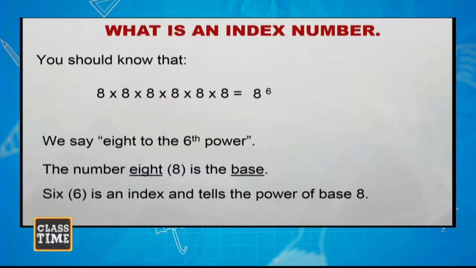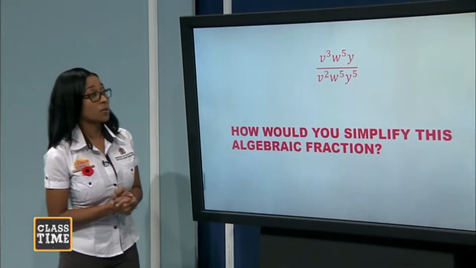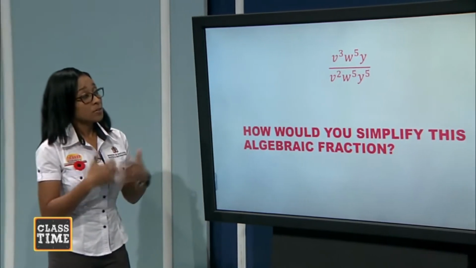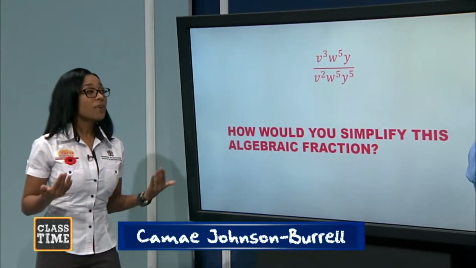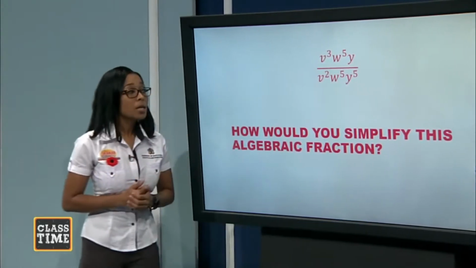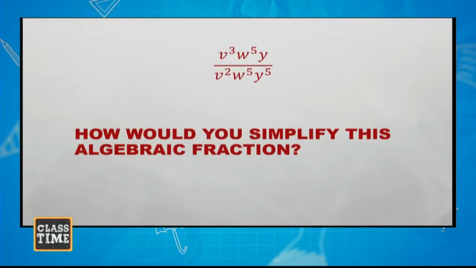Since we have an idea what indices are, let's take a look. Here we have an algebraic fraction: v raised to the 3rd power, w raised to the 5th power, y, all divided by v squared, w raised to the 5th power, y raised to the 5th power. We looked at algebraic fractions earlier. We did simplifying, adding, subtracting, multiplying, dividing. But guess what? This one looks very sticky. It has a lot of things in it.